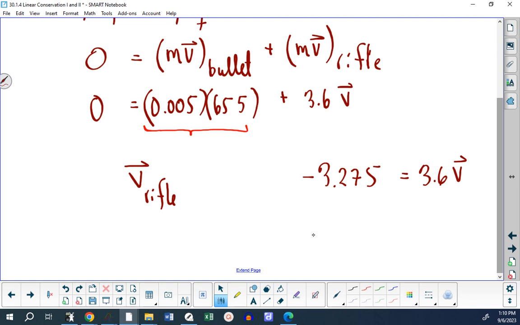I'm going to say V is 0.91. Close enough? Okay. And it's negative 0.91. Well, what's the significance of the negative? The significance is that since we said the bullet was moving in a positive direction, the rifle moves in a negative direction. Okay. And those details are important. You can't just brush that away and go, oh, I don't want to talk about the negative. It's important. Any questions with the first example?